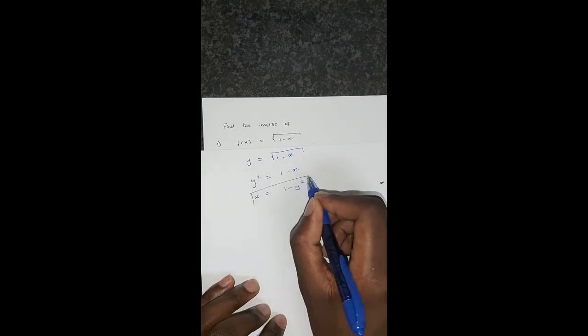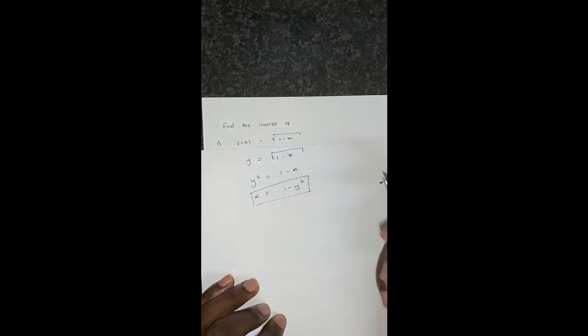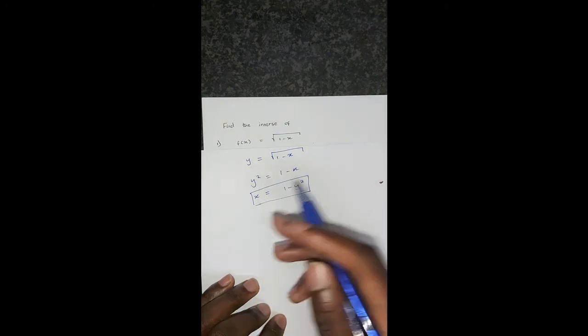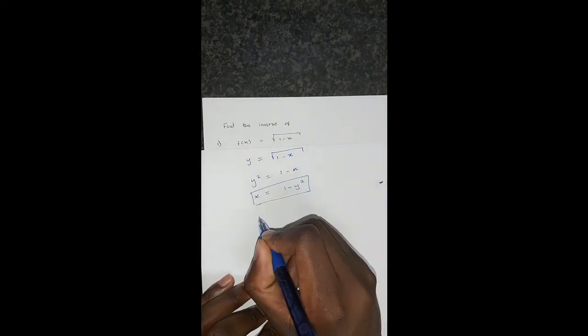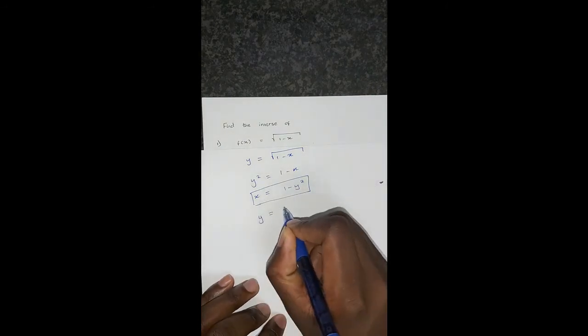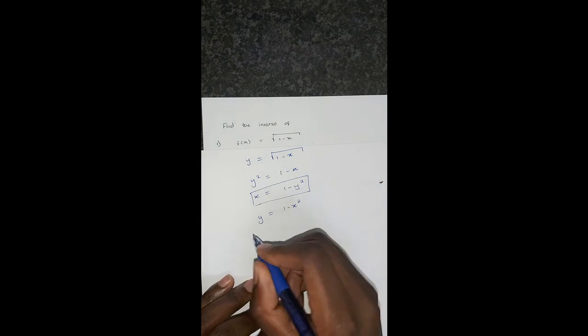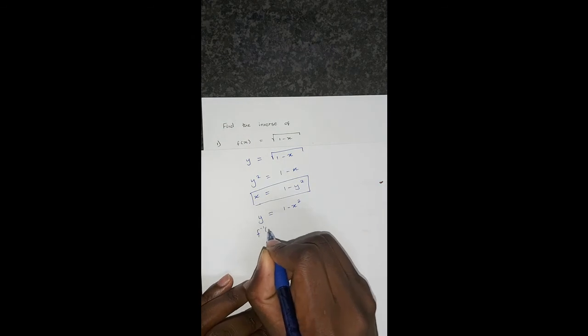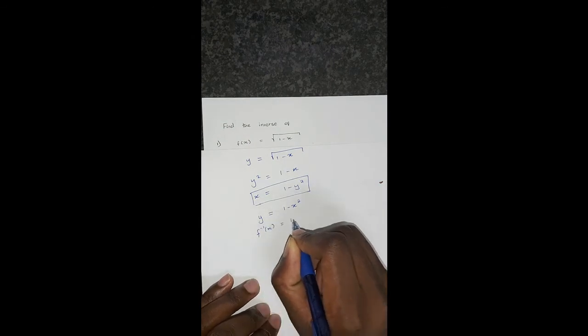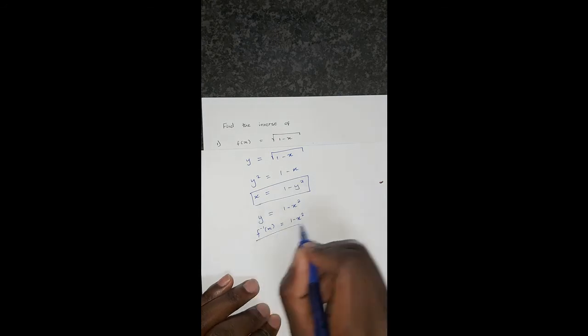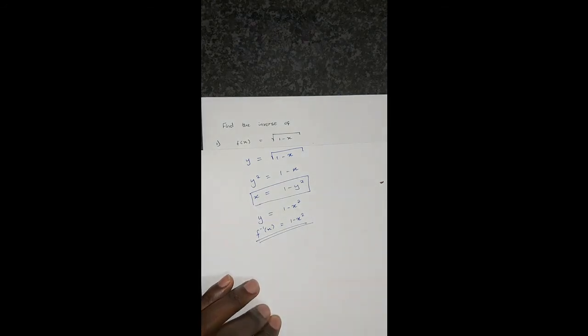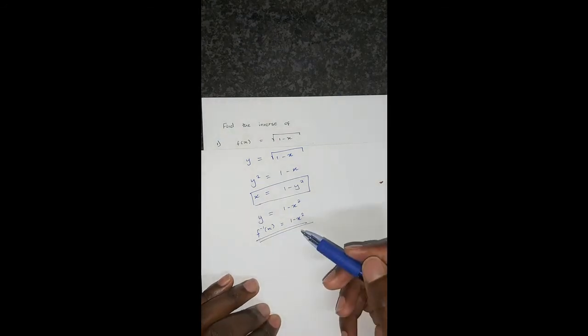So this is our second step. We've made x the subject of the formula. Then now we interchange x and y. So it basically becomes y is equal to 1 minus x squared. And then, where we have y, it is just f inverse of x being equal to 1 minus x squared. And that is the final function. That is your inverse function.